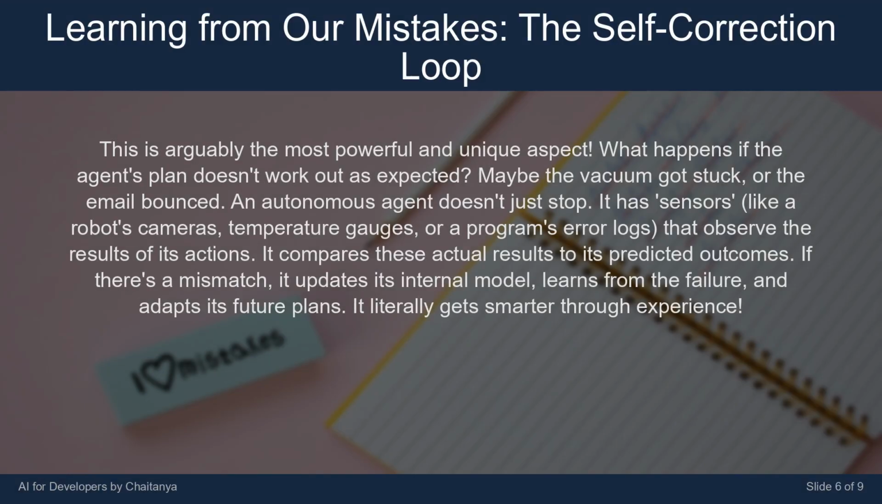This is arguably the most powerful and unique aspect. What happens if the agent's plan doesn't work out as expected? Maybe the vacuum got stuck, or the email bounced. An autonomous agent doesn't just stop. It has sensors, like a robot's cameras, temperature gauges, or a program's error logs, that observe the results of its actions. It compares these actual results to its predicted outcomes. If there's a mismatch, it updates its internal model, learns from the failure, and adapts its future plans. It literally gets smarter through experience.